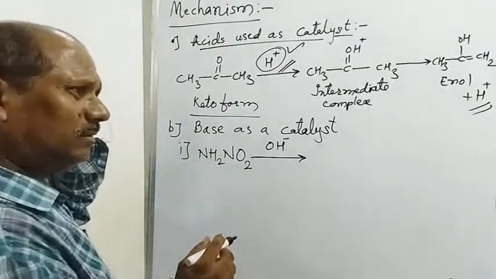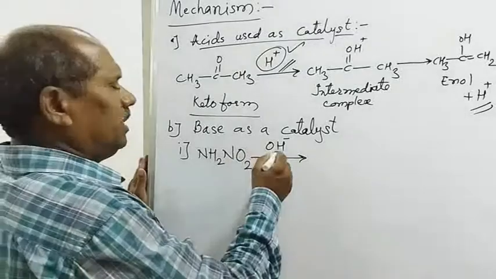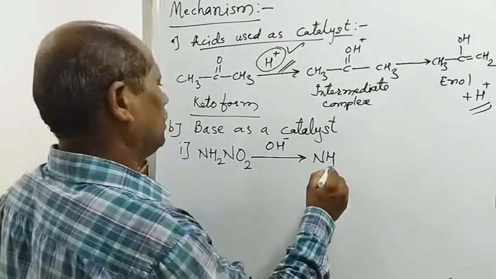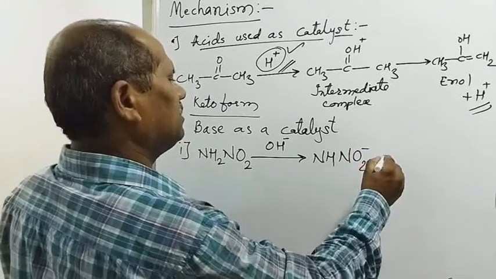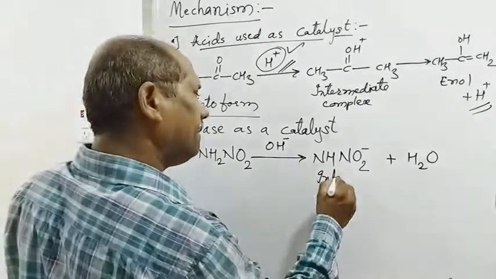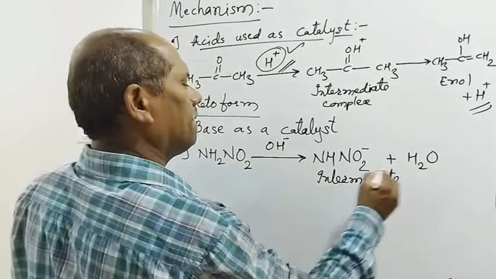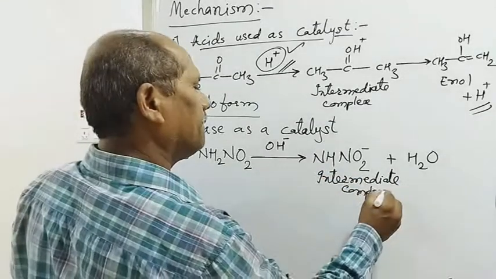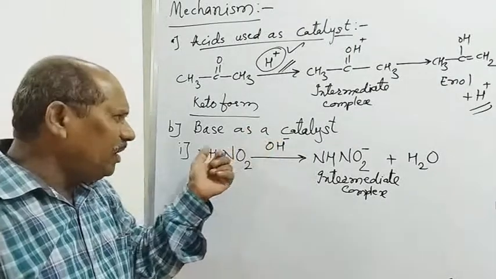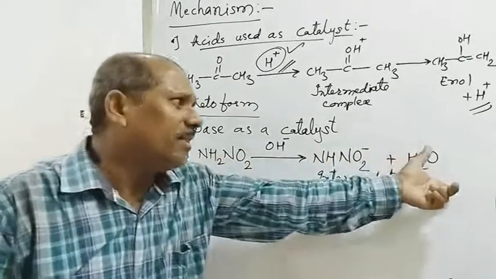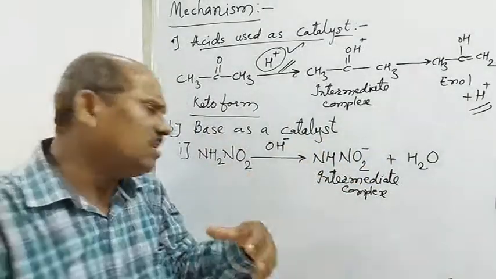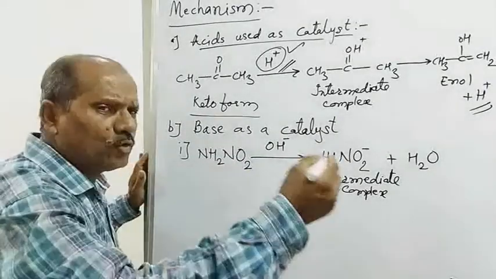In the presence of OH minus, it gives NHNO2 minus plus H2O. Means this is an intermediate complex. The OH minus ion, which is acting here as a base catalyst, withdraws one hydrogen from the nitramide, forming water as a byproduct and forming an intermediate complex compound. This intermediate compound is further decomposed into the product in this way.